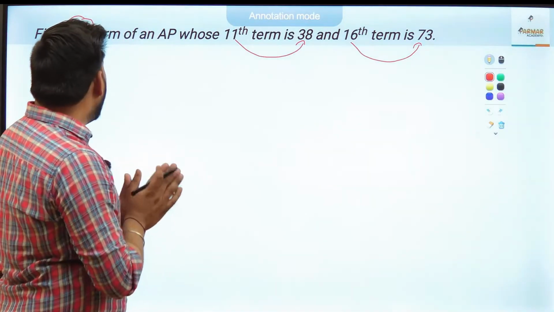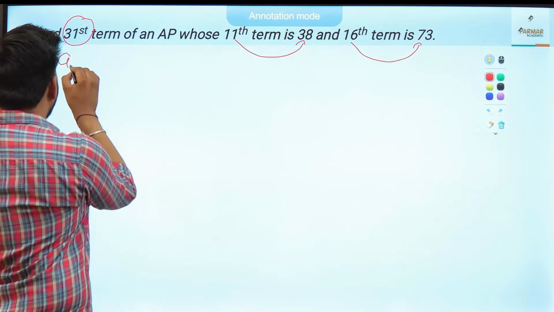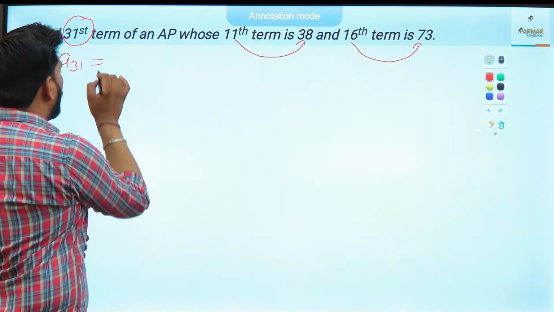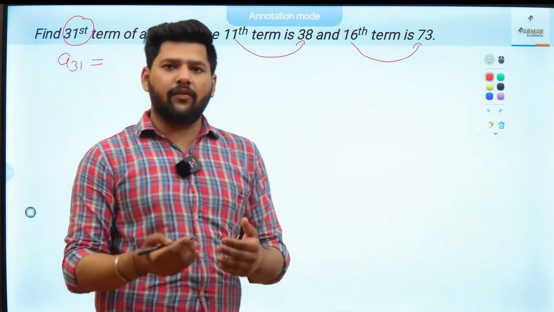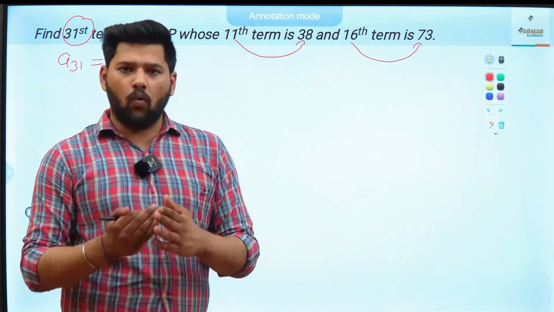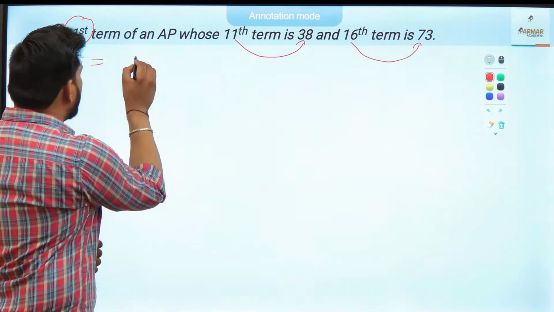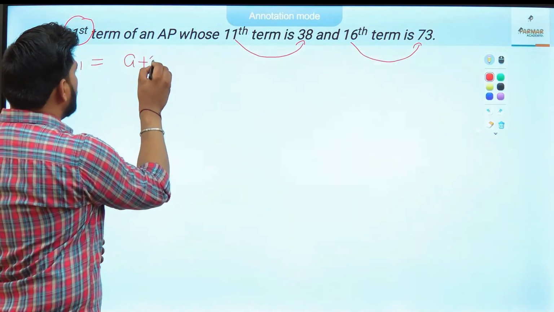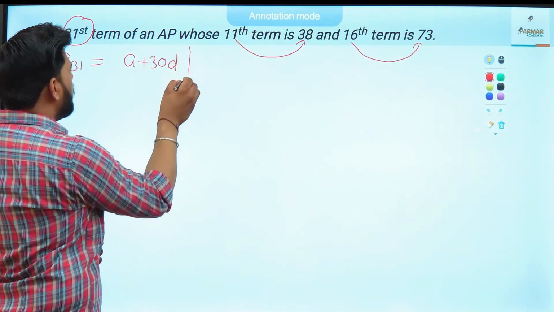So first of all, what we have to find? We have to find the 31st term. And what is the basic formula to find the 31st term? That is one less than n times the difference. First term plus one less times difference, that is equal to a plus 30d. This is a very very important thing.